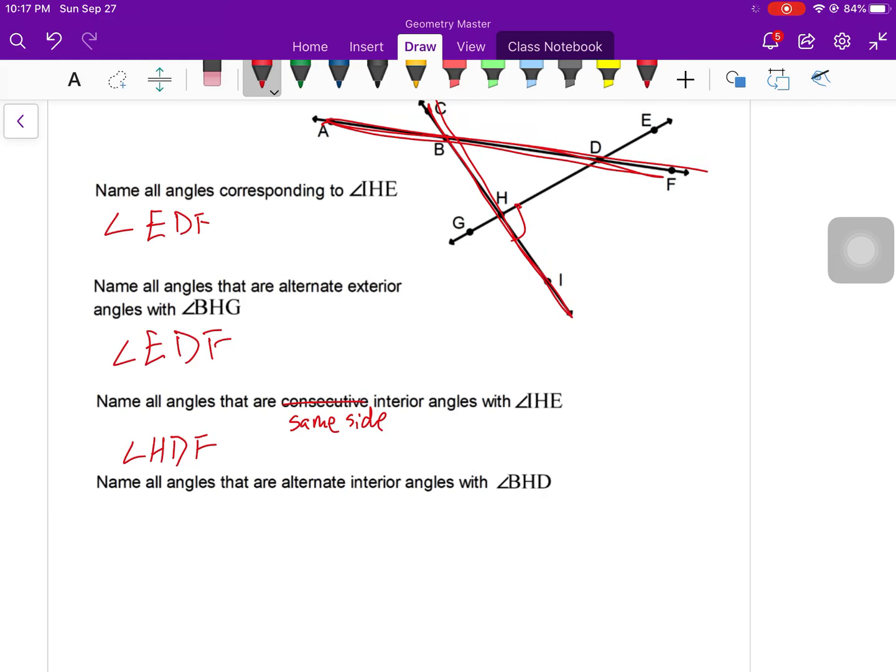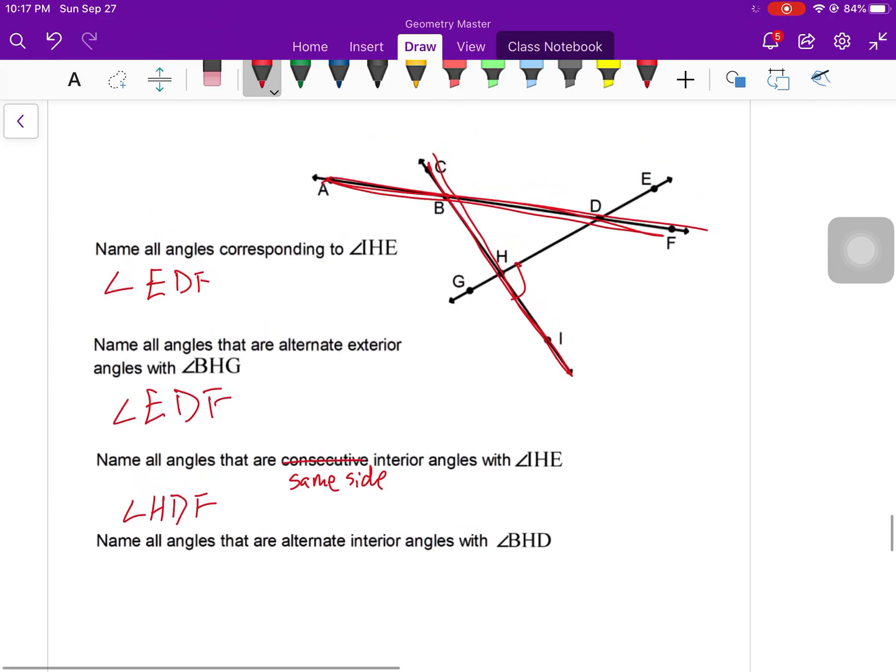And then name all angles that are alternate interior with angle BHD. So BHD is right there. That is above the one red line, so it's got to be below the other. And then it's above and to the left, so I need below and to the right. So that's going to be angle HDF again. That was if I did everything in just red.